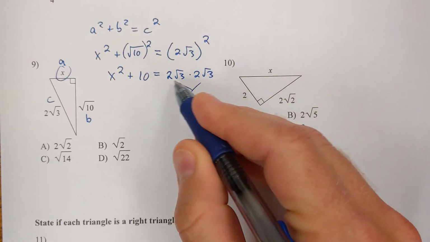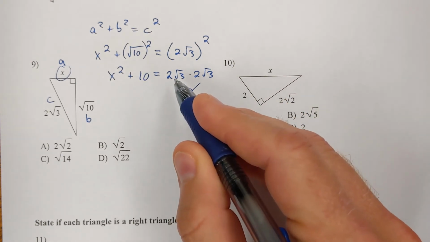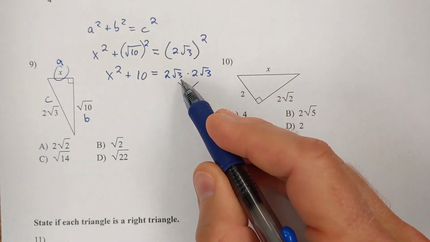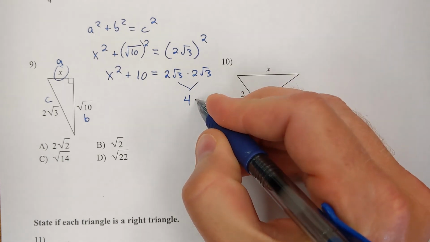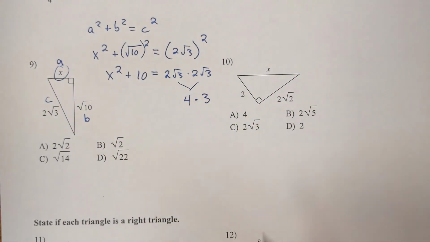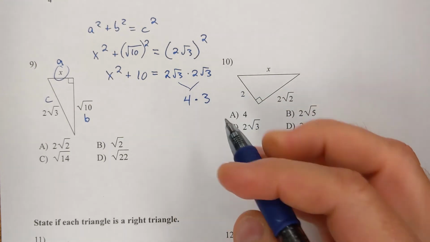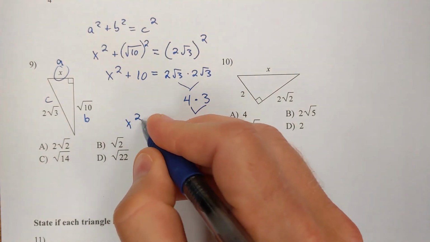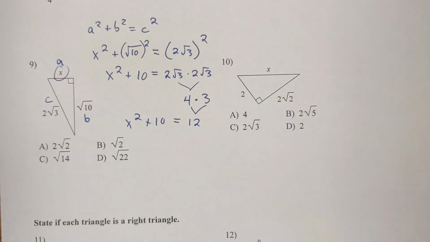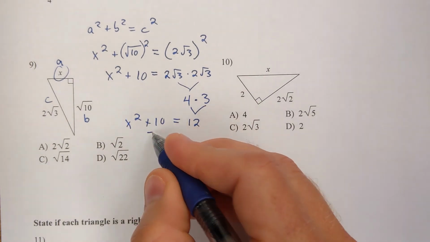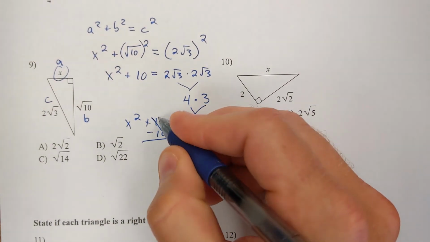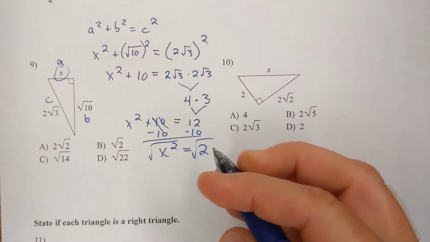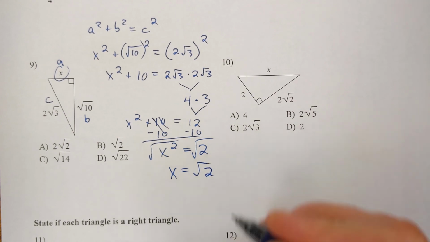Well, what happens is my twos, I'm going to treat as just normal. 2 times 2 is 4. But then my radicals, when you take a radical 3 times a radical 3, that just comes out to a normal 3. And so 2 radical 3 times 2 radical 3 actually comes out to 12. So when I put all this together, I have x squared plus 10 is equal to 12. Subtract 10 from both sides. X squared is equal to 2. Take the square root of both sides. X is equal to radical 2.